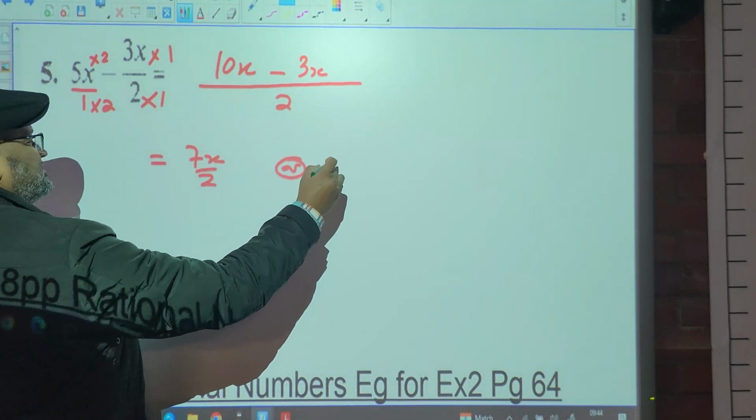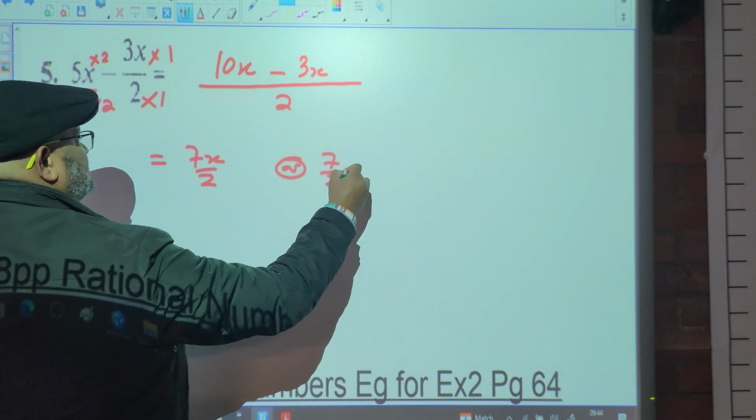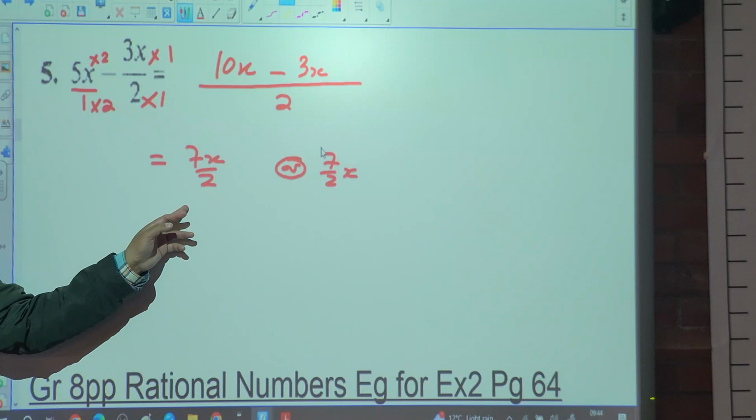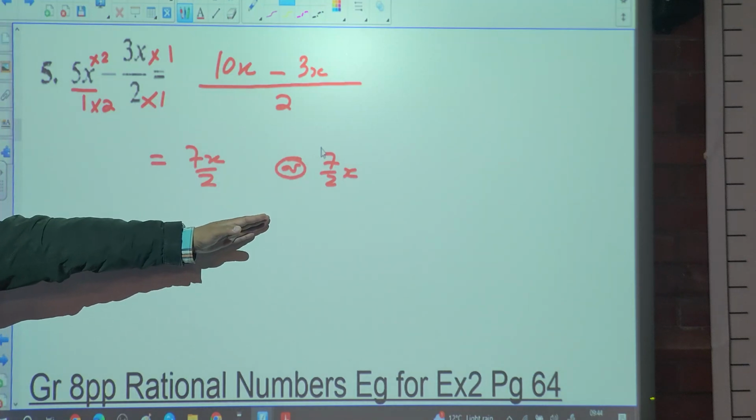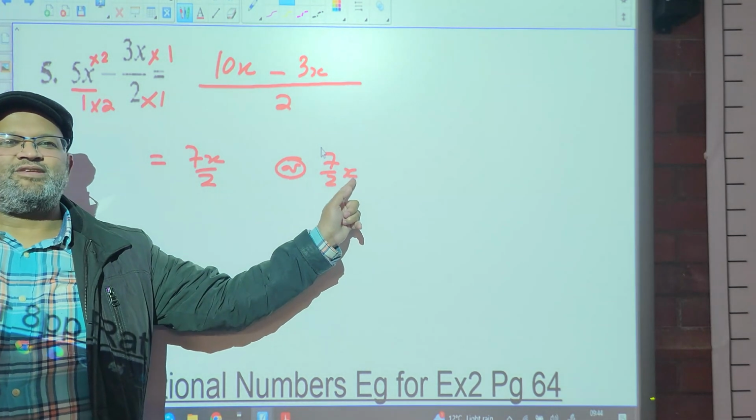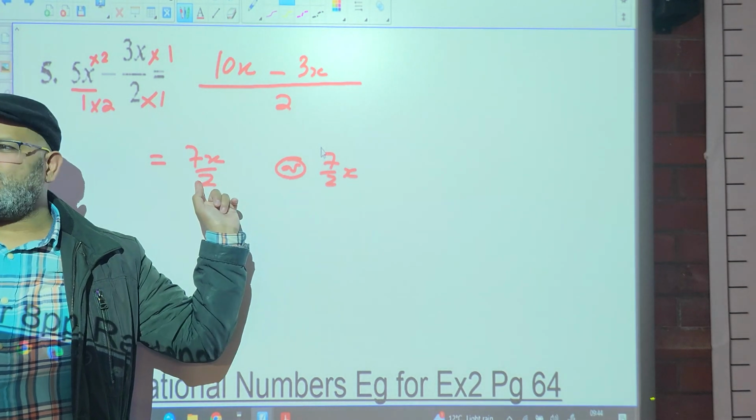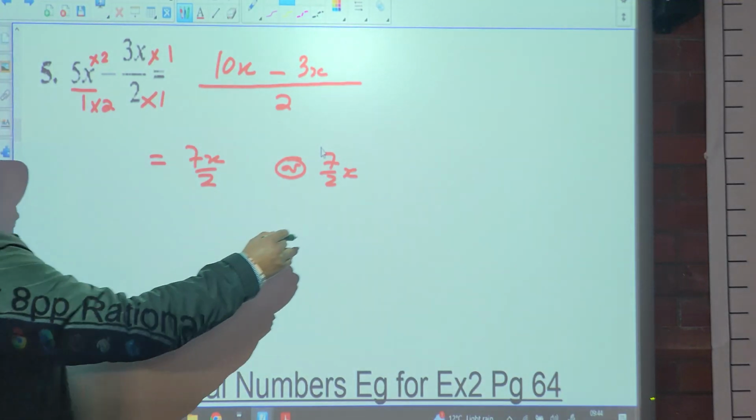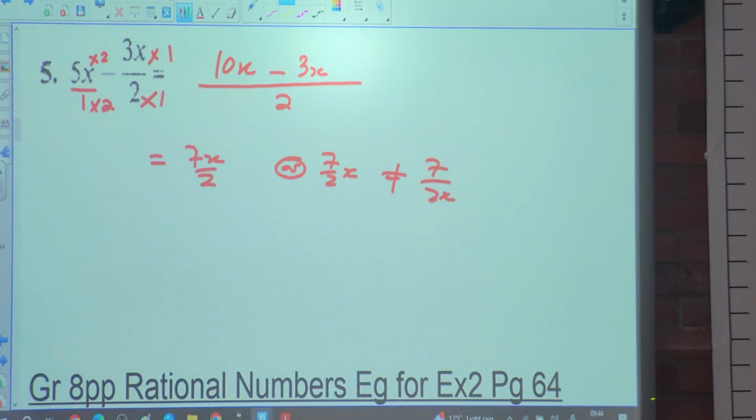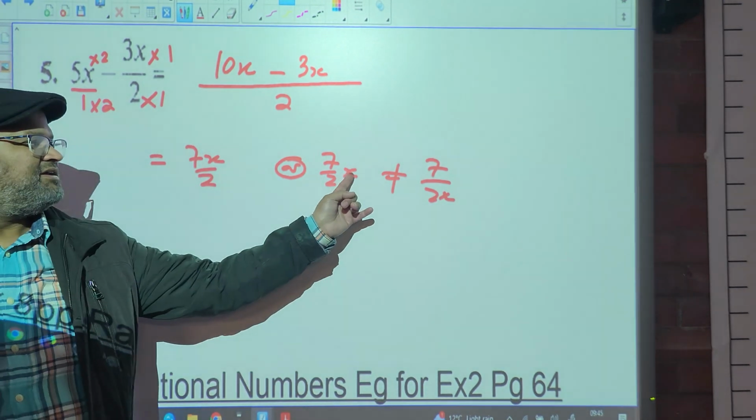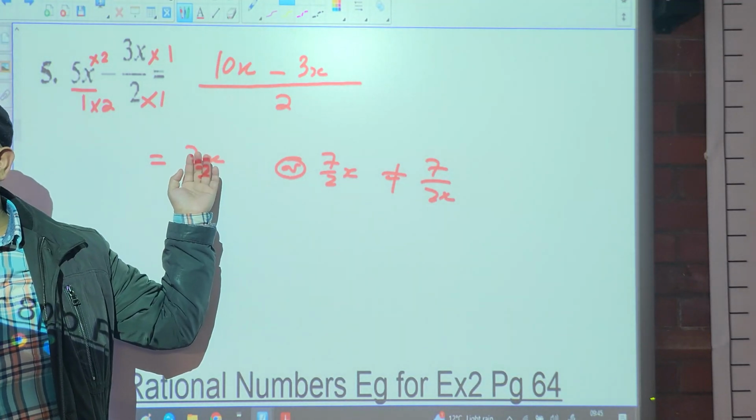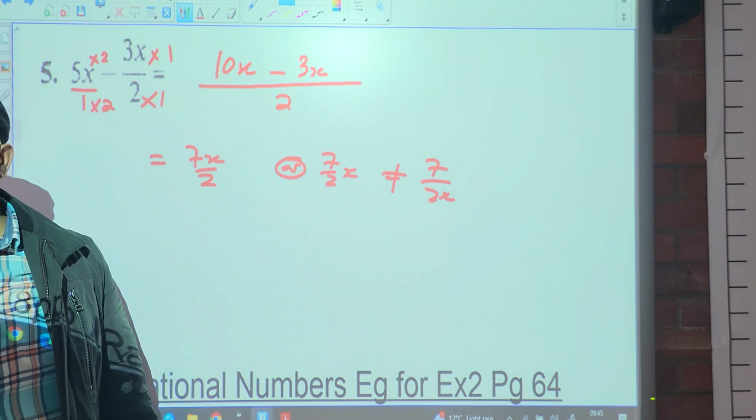Or it can be written as 7 over 2 with the x next to it. You'll see me write it more often like this, but if you had written it like that, no problem. Note that the x written next to it is part of the numerator. It must be written on top if you're going to write it like that. This will never be 7 over 2x. If the variable is next to it, it belongs to the numerator, to the top. You guys understand? Yes, sir.